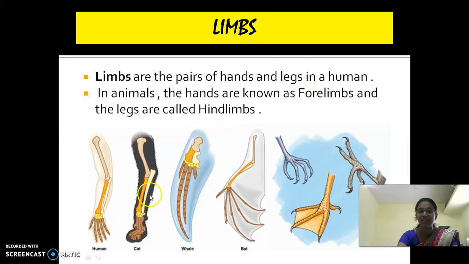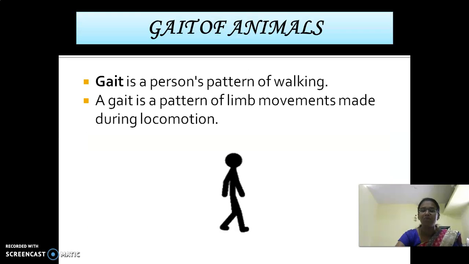Clear, children? Look here. Different limbs are given here. This is for human beings, that is our hands. And these limbs are for the cat. This is for the whale, the bat, and these are all for birds. Limbs are nothing but hands and legs.